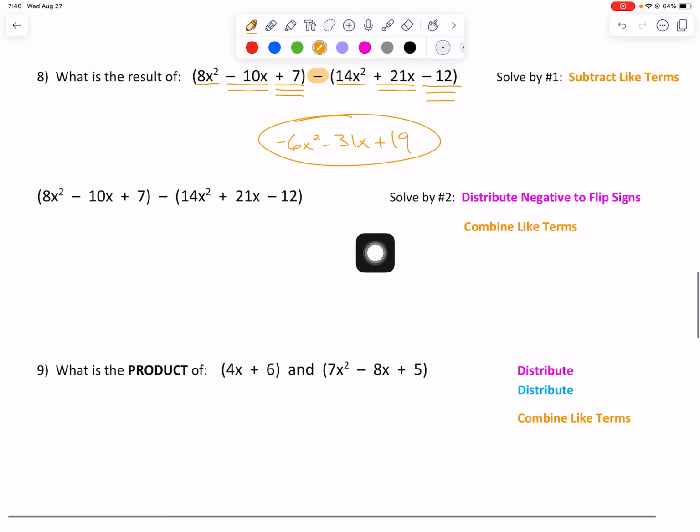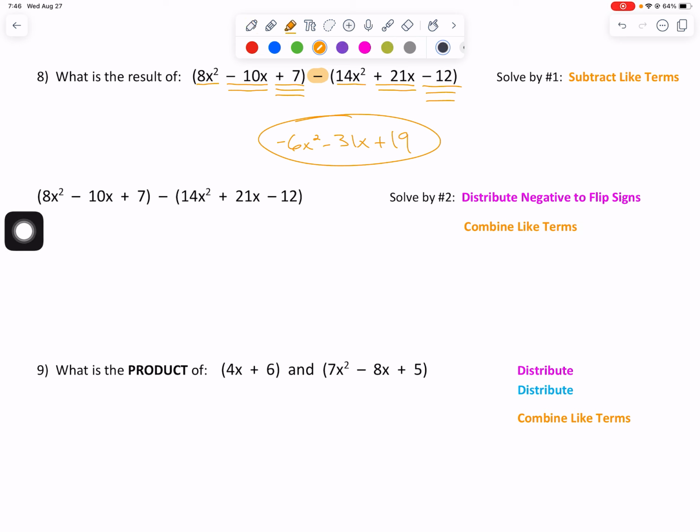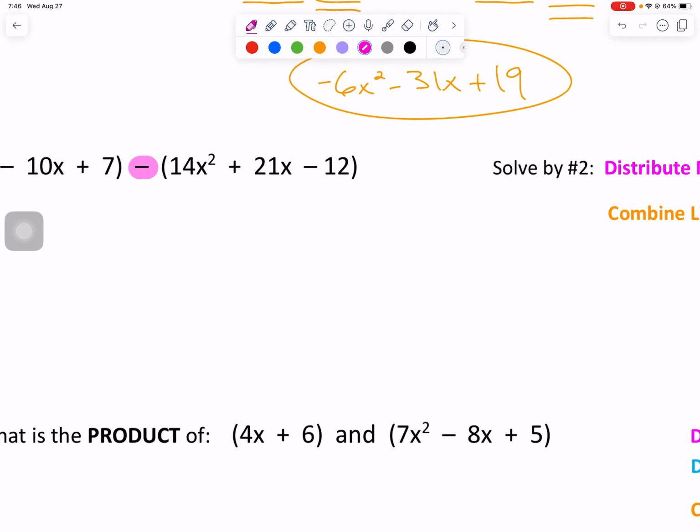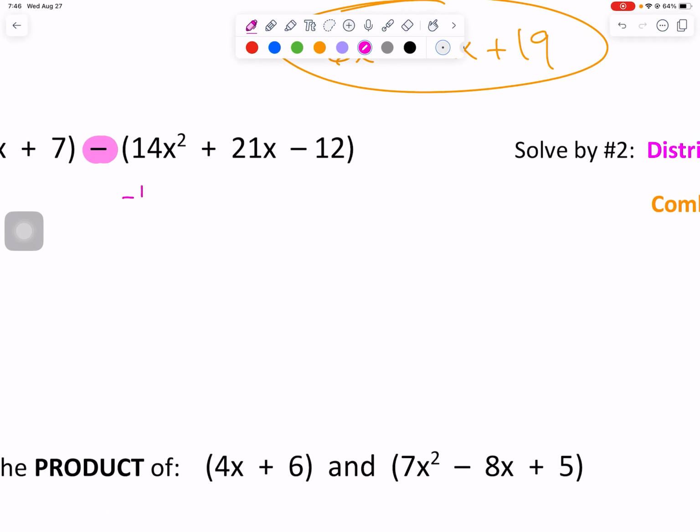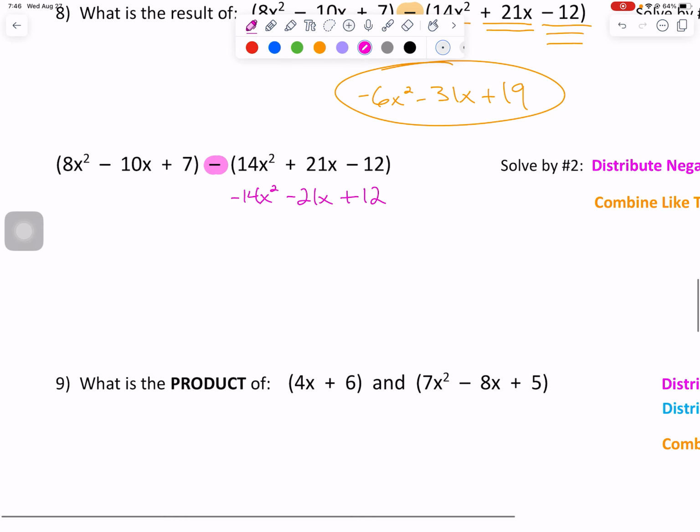All right, so solve by number 2, distribute negative to flip signs. Now, I just wrote that in there because we did this in class, right? We know now negative 1 times everything is just going to change the sign. So this 14x squared becomes negative 14x squared. This 21x becomes negative 21x. And this negative 12 becomes, yes, positive 12. All right, so now that we've done that, I'm just going to go ahead and erase that. So now we will simply combine the like terms.